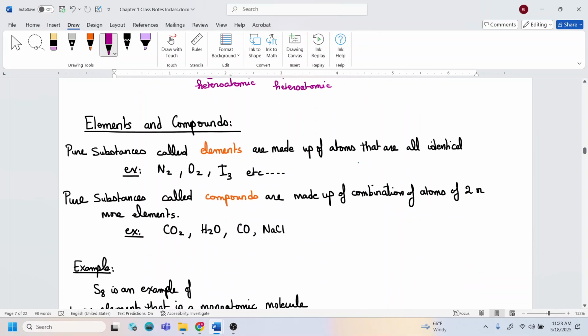Elements and compounds. Pure substances can be either elements or compounds. If pure substances are elements, then these are made up of atoms that are all the same. For example, all these diatomic gases that you see, like nitrogen, oxygen, hydrogen, and I3. I3 is not a gas. All of those are considered to be homoatomic molecules.